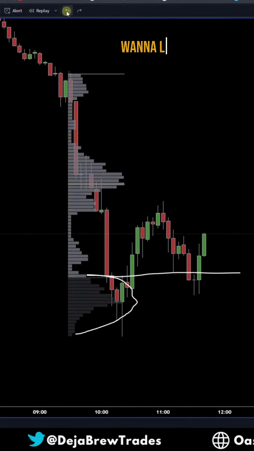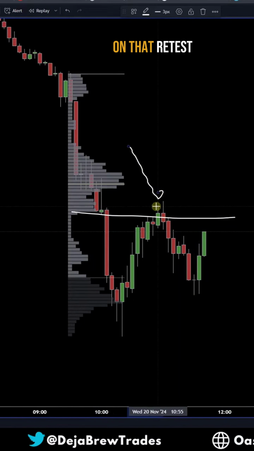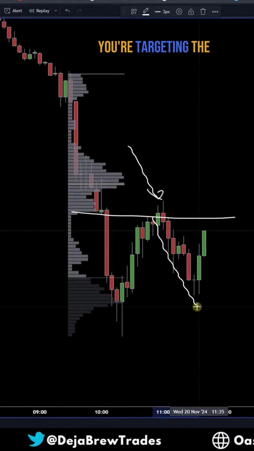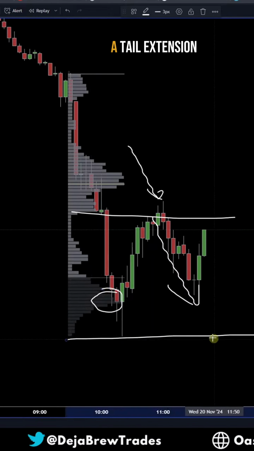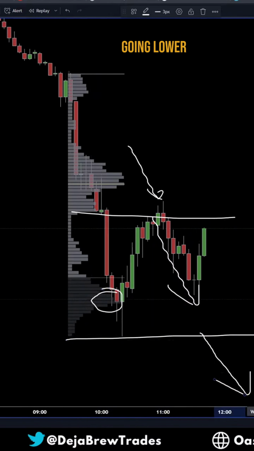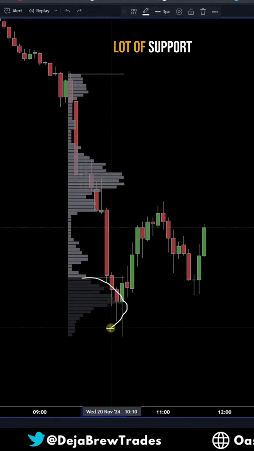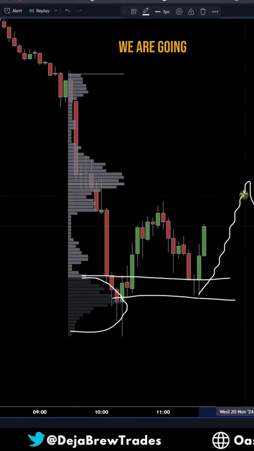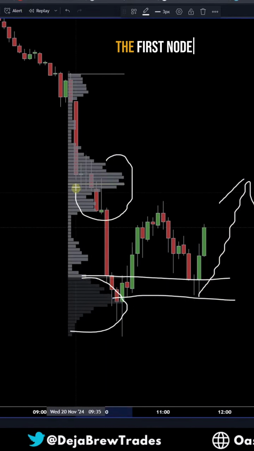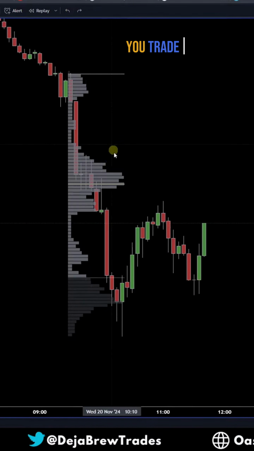Normally, what you want to look for is that sell on that retest. You're targeting the node below you and possibly even a tail extension, possibly even going lower. Now, obviously, with today's example, we didn't do that. We found a lot of support around that lower node, and now we are going back to that primary node, the first node. Okay, so that is how you trade the capital B.